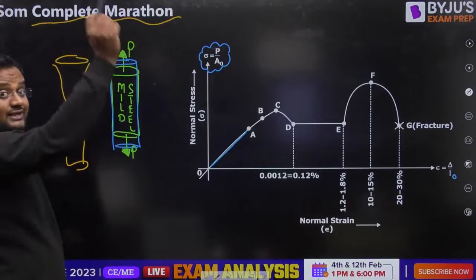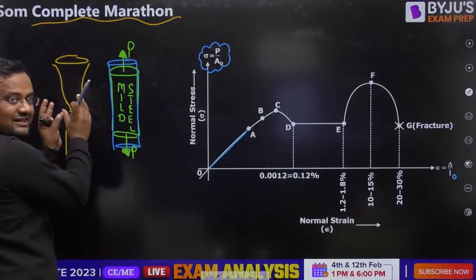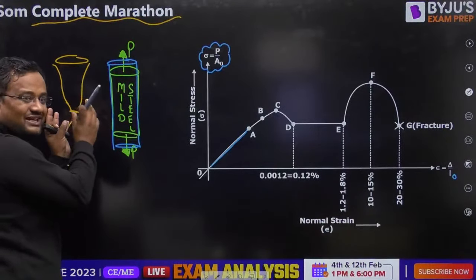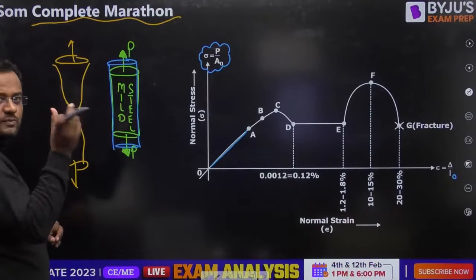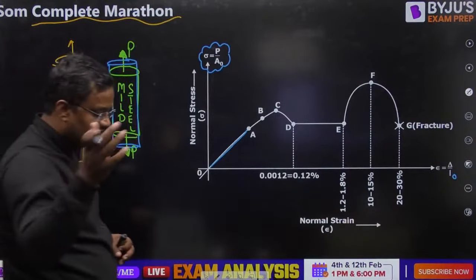This is when in tension, not in compression. In compression, it will be a fat stomach shape, not a neck shape. While in tension, the cross-sectional area decreases here. Of course, the Poisson effect, and it breaks in cup cone failure at a 45-degree angle.